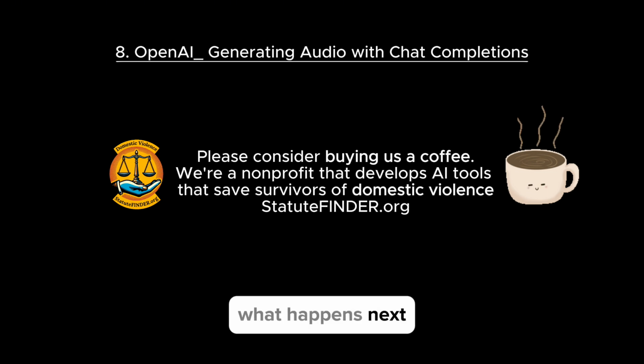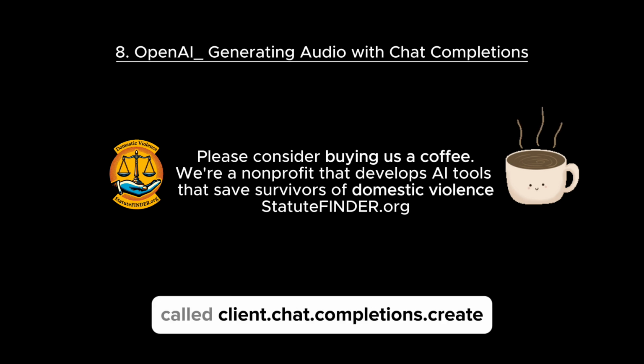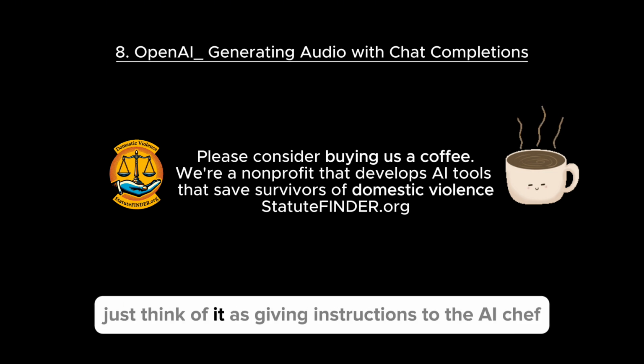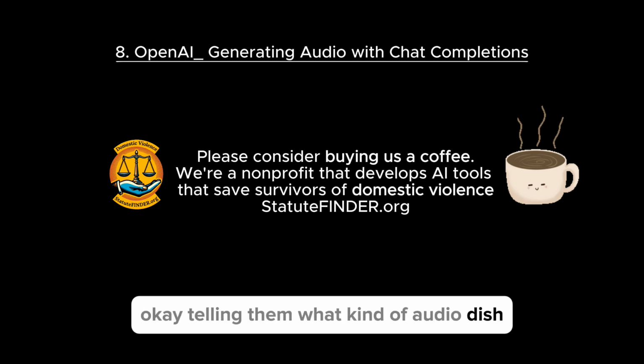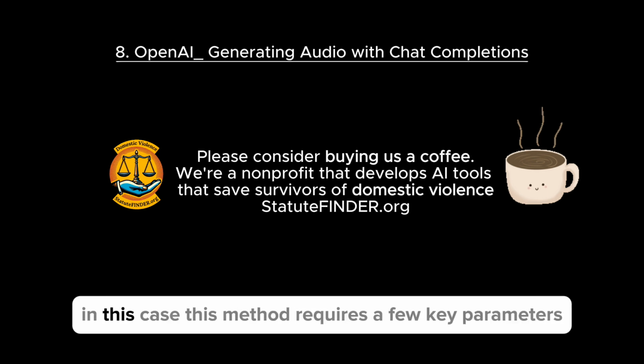Right. What happens next? The next step is where the magic happens. You use this method called client.chat.completions.create to send your request to the OpenAI API. Don't worry too much about the exact name. Just think of it as giving instructions to the AI chef, telling them what kind of audio dish you want them to cook up. Okay, so we're placing our order. What kind of instructions are we giving in this case?